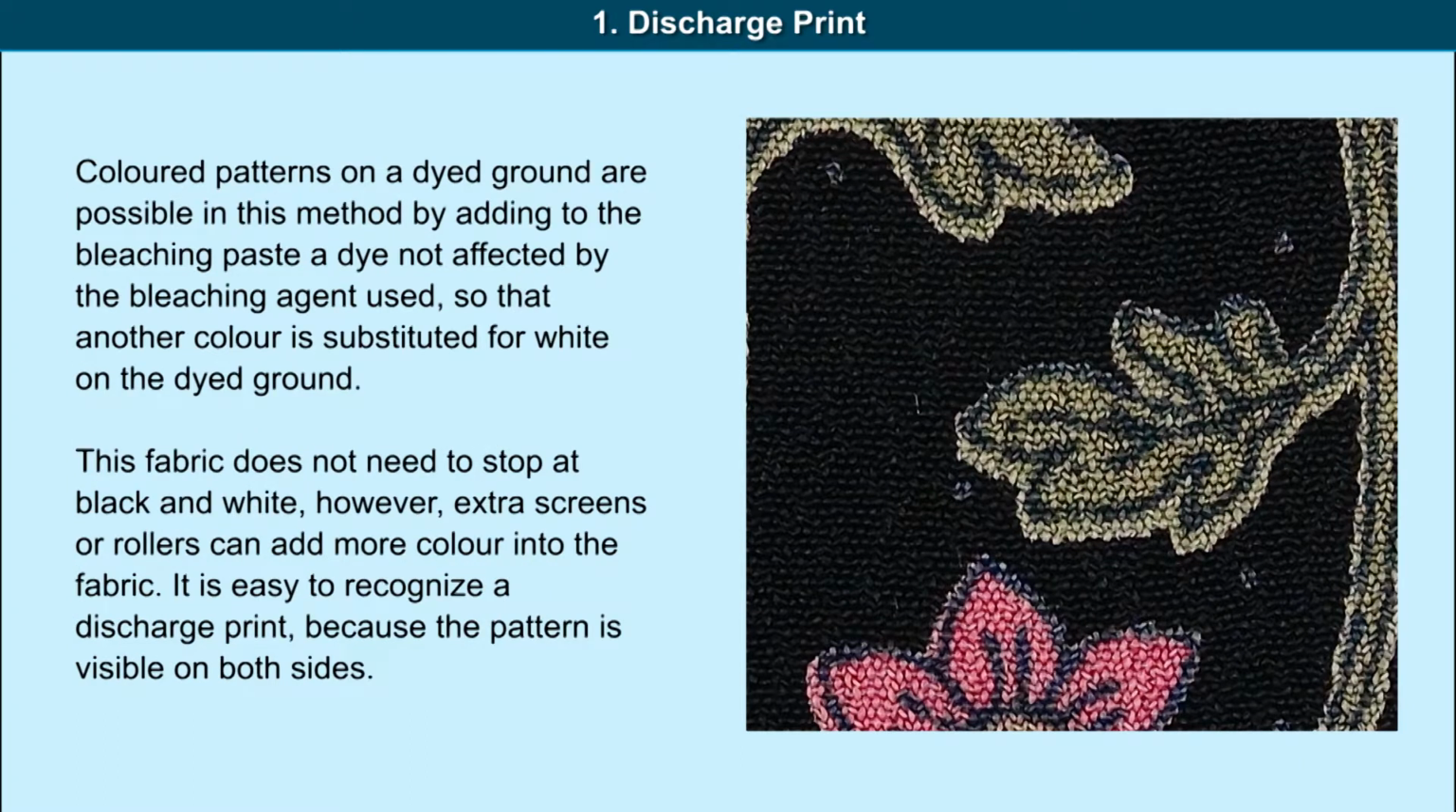Colored patterns on a dyed ground are possible in this method by adding to the bleaching paste a dye not affected by the bleaching agent used, so that another color is substituted for white on the dyed ground. This fabric does not need to stop at black and white. Extra screens or rollers can add more color into the fabric. It is easy to recognize a discharge print because the pattern is visible on both sides.